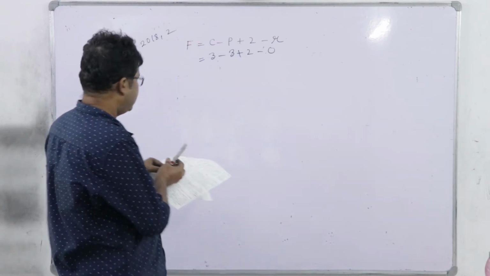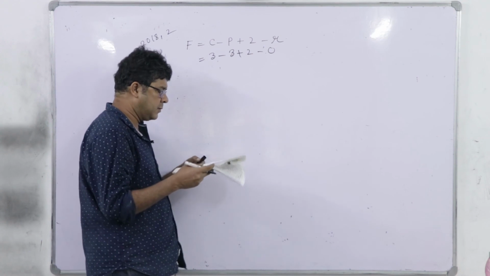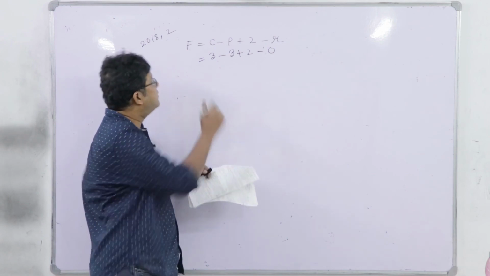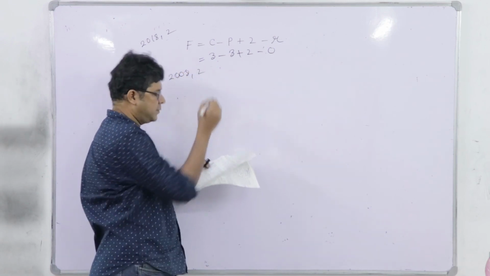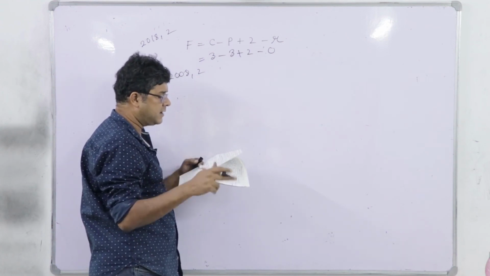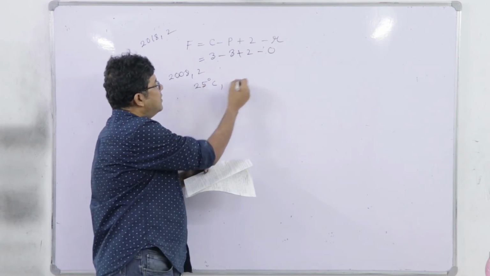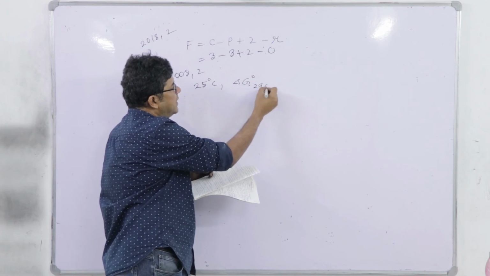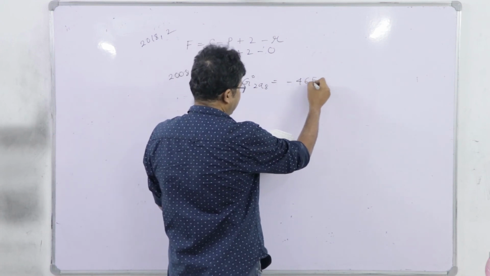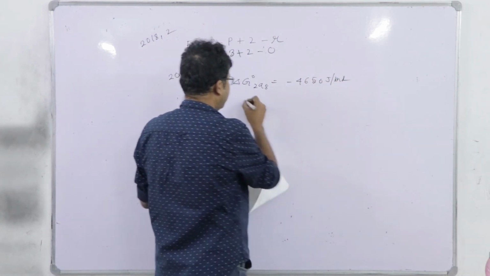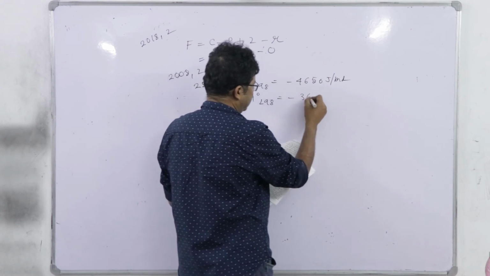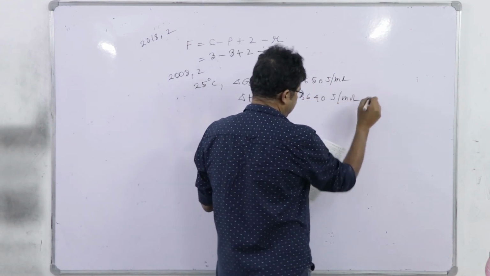Okay, see. The standard Gibbs free energy, it is a reaction equilibrium problem. This is a 2008 2-mark problem. The standard Gibbs free energy change and enthalpy change at 25 degrees: delta G 298 is equal to minus 4650 joule per mole, and delta H 298 is minus 3640 joule per mole.